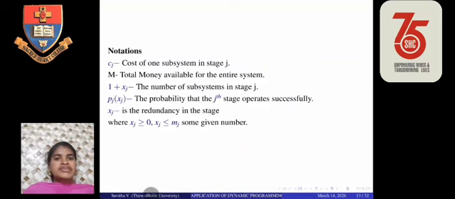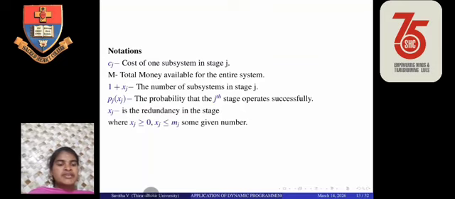The notations used in dynamic programming are Ci, M, 1 plus Xj, Pj of Xj, Xi, where Xi varies from 0 to Mj.